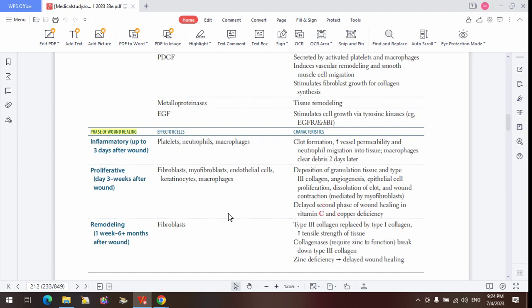So, zinc will be located in the last part. Zinc is in the last phase. So after you form the new blood vessel, the last thing is, okay, we want to form epithelial cells over that covering.